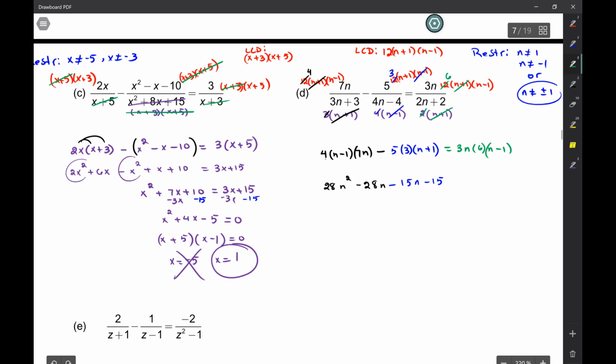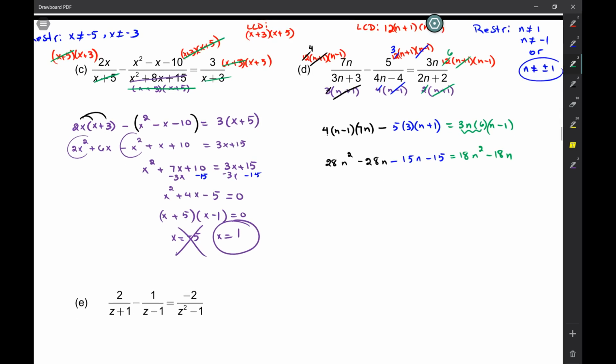Am I skipping too many steps? Equals, this is 18n squared minus 18n. Okay, let's see what we've got. On the left side, 28n squared minus, how much is that? 28 plus 10, that's 38, plus 5, negative 43n minus 15 equals 18n squared minus 18n.